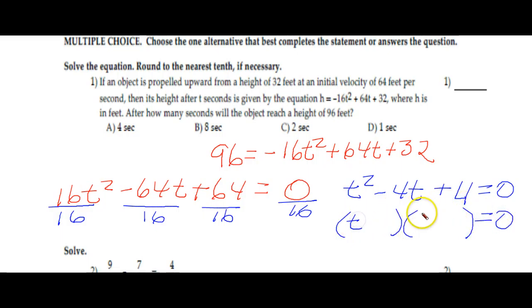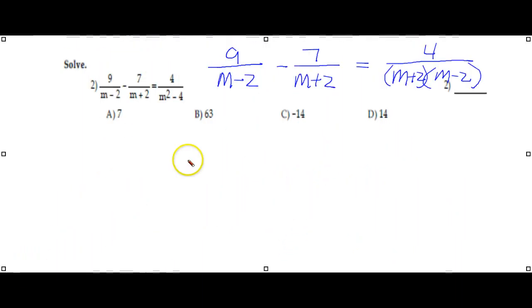So this factors nicely now. So that's t minus 2, t minus 2. So t is going to equal 2. We get two of the same answers. And you have now given the work needed to earn full credit for this particular answer.